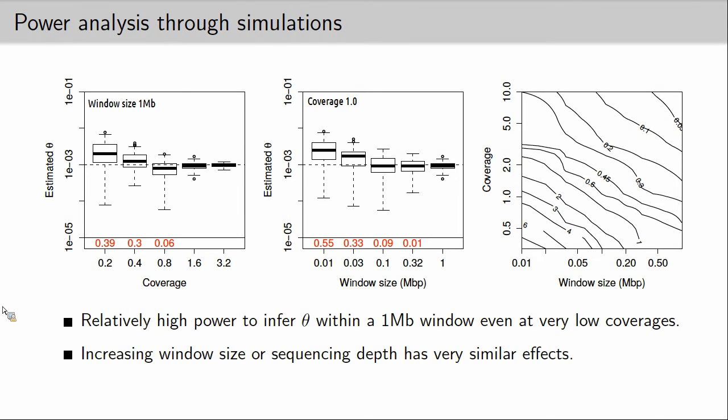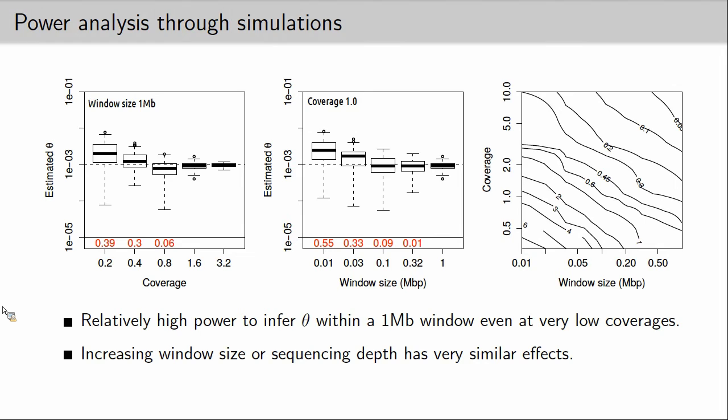So how does this actually perform? Does this work? Can we estimate zeta? What type of sequencing depths do we require? These are some results we got from simulations. We first simulate the data in a 1 megabase window for different coverages or sequencing depths, from 0.2 to 3.2.